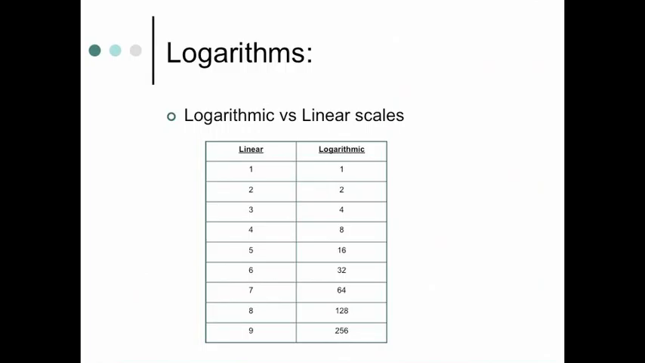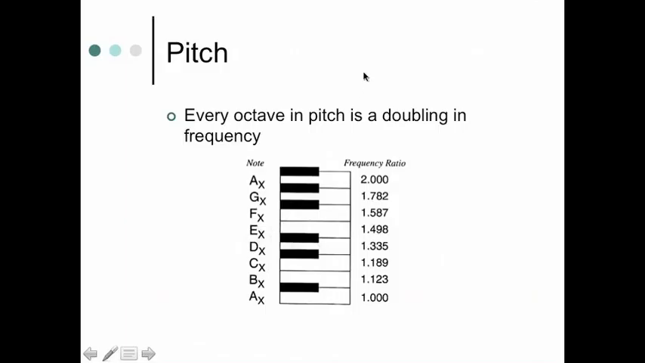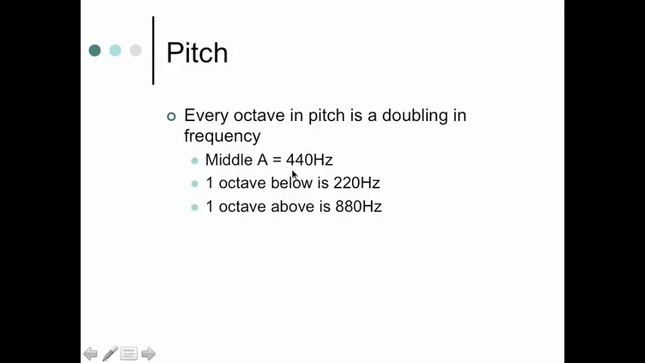This is why it's important, because we hear in that way, and pitch and decibels are logarithmic scales because of how we actually experience sound in three dimensions rather than two. Here's an example, pitch. Every octave in pitch is doubling the frequency. So middle A is 440, an octave below is 220, an octave above is 880. Hz represents hertz, which is a unit of frequency, or cycles per second.